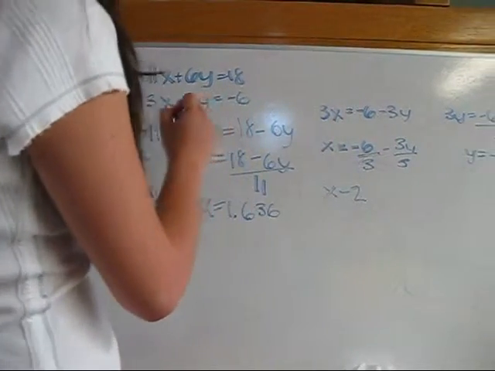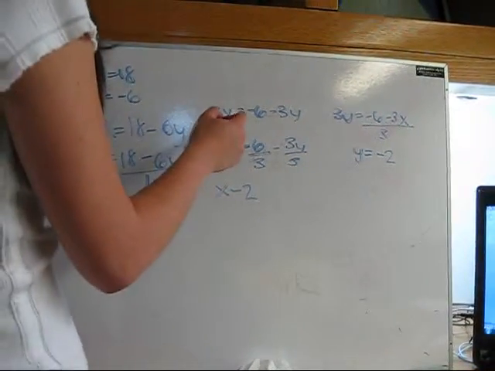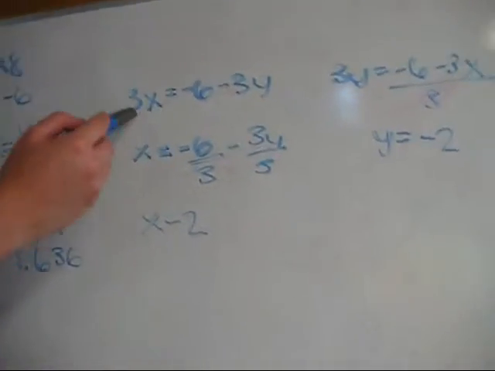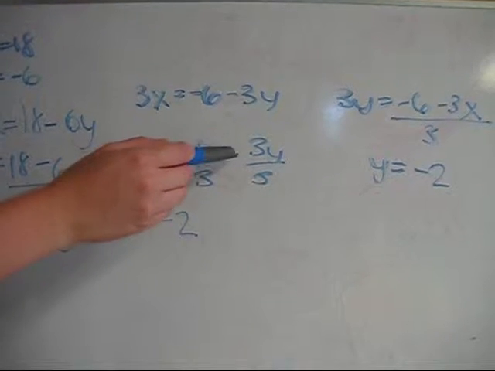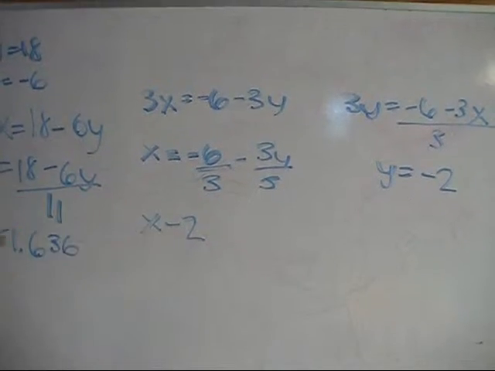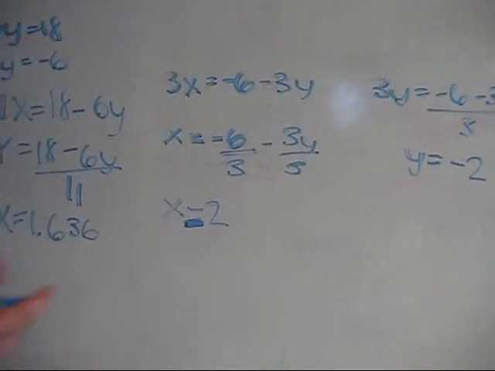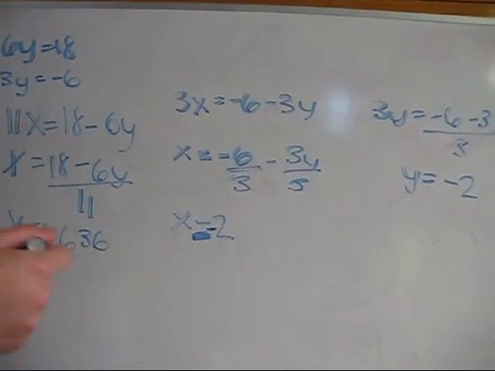And in the other problem, you do the same. You solve for x and y. Here I did 3x equals negative 6 minus 3y, and then I passed the number 3 down. I divided negative 6 divided by 3 and negative 3y divided by 3, and I got negative 2. X equals negative 2.